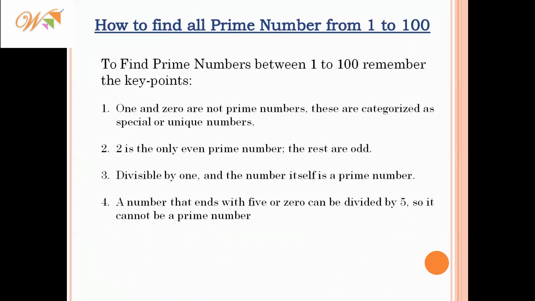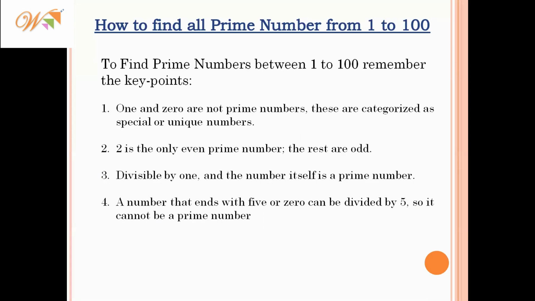Now, let's say you get a challenge that you have to find all prime numbers between 1 to 100. How will you find all numbers that are prime numbers between 1 to 100? So there are some key points that you have to remember. Point number 1, 1 and 0 are not prime numbers. These are categorized as special or unique numbers.